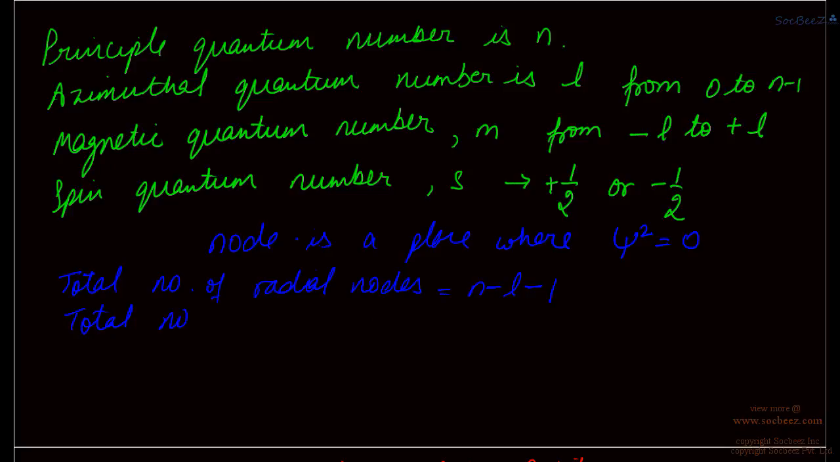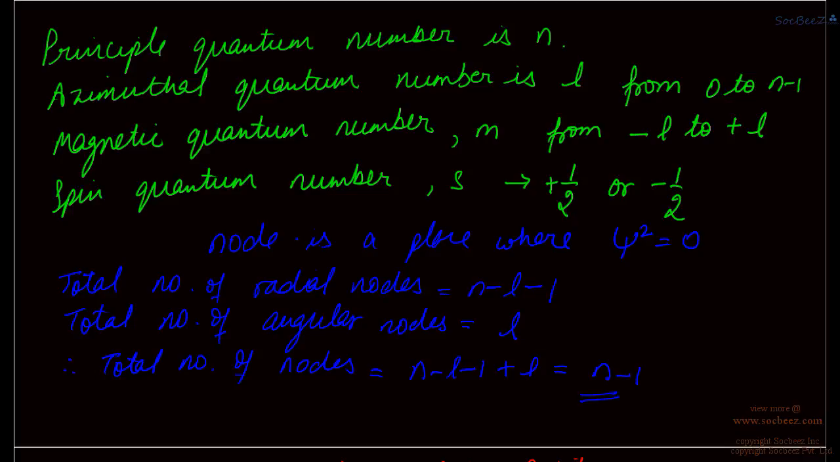Okay, so the total number of angular nodes equals l. Therefore, the total number of nodes equals n − l − 1 + l = n − 1. This is the total number of nodes for a particular electron in any hydrogen-like species, or in any atom. The total number of nodes for a particular electron is given by n − 1.